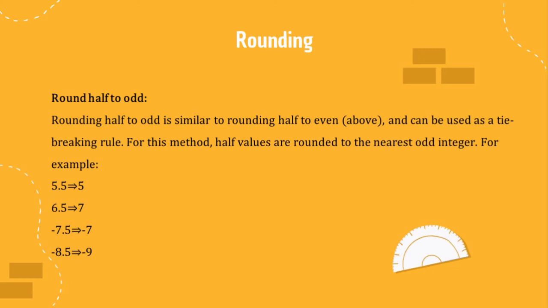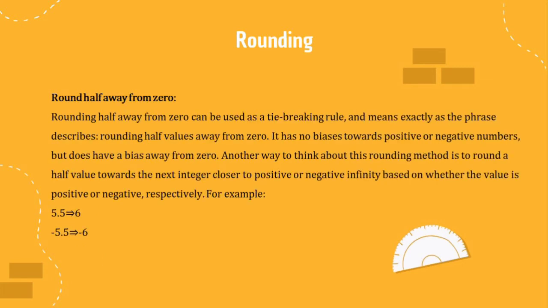Rounding half to odd. Rounding half to odd is similar to rounding half to even, and can be used as a tie-breaking rule. For this method, half values are rounded to the nearest odd integer. For example, 5.5 equals 5, 6.5 equals 7, minus 7.5 equals minus 7, minus 8.5 equals minus 9.